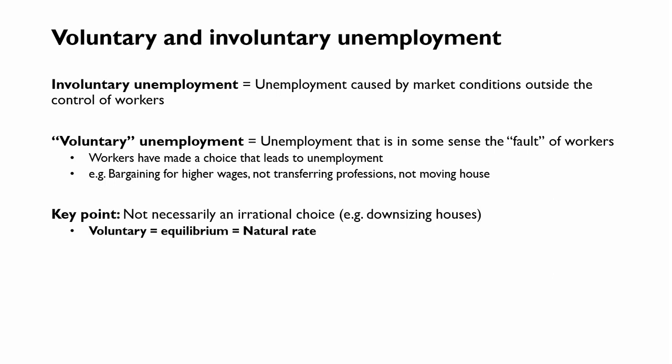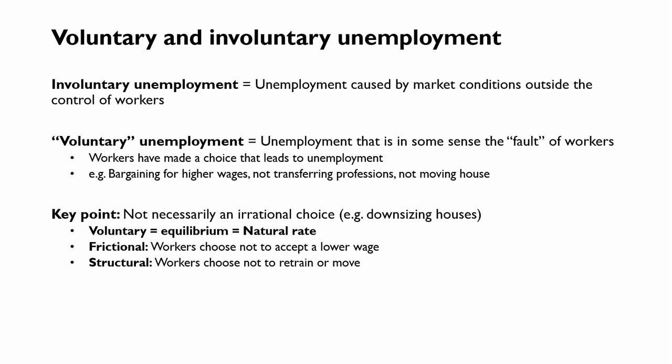Voluntary unemployment, therefore, is the same as the natural rate. Because we're thinking frictional unemployment, where workers choose not to apply for jobs because they're looking for better working conditions or they have a higher reservation wage, but also structural unemployment because workers are choosing not to be mobile. But again, that might be a sensible choice. And so it's also equilibrium unemployment. Frictional unemployment, they're choosing not to accept a lower wage. Structural, they're choosing not to retrain or to move.